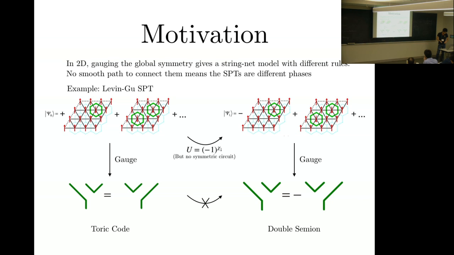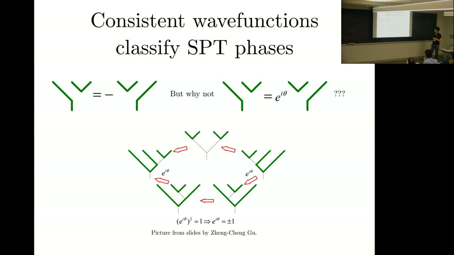So one naive question you could ask is, you can have a minus sign, but why can't you use any phase factor? The answer is simple. It's because of this pentagon equation, or a consistency condition. You go through two different paths, and you find that the sign you get, in this case, is e^{iθ} squared, and it has to be 1. So this phase factor for this F-move can only be plus or minus 1.